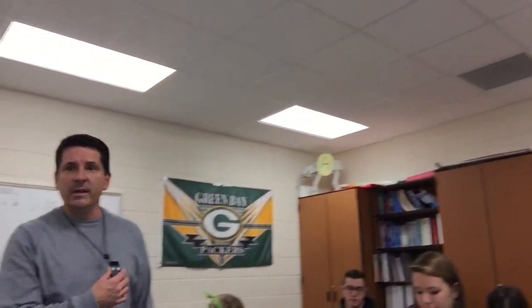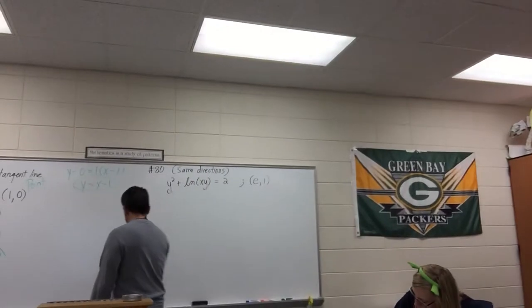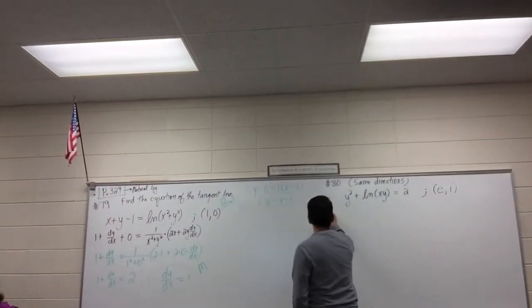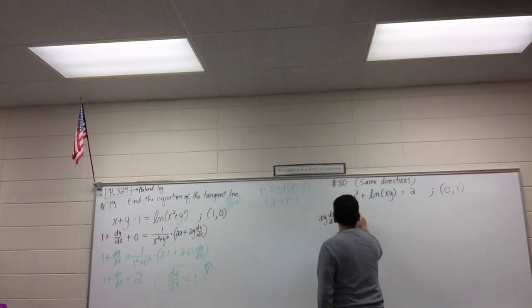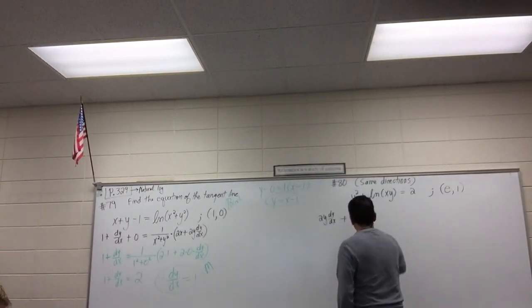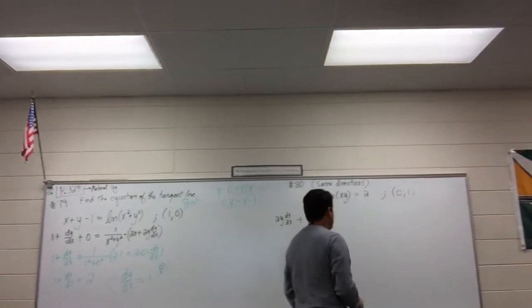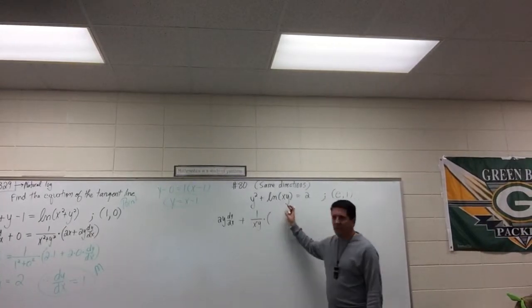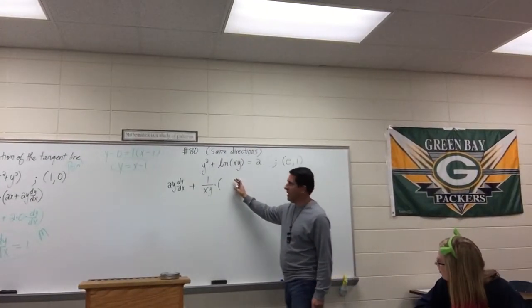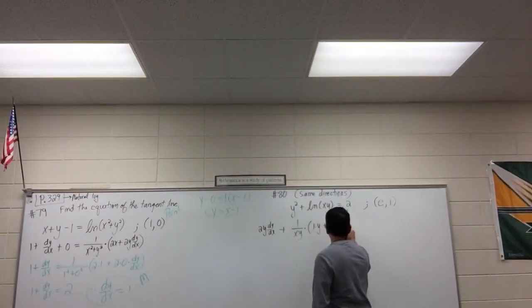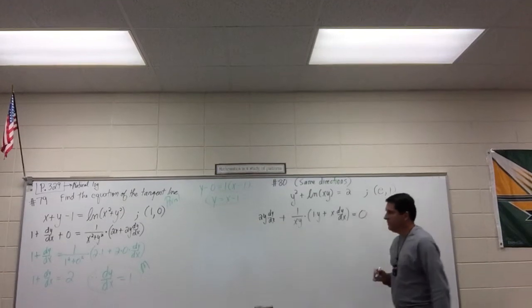All right, well, let's do this other one, this crazy one. y squared plus natural log of xy equals 2. And then we've got to stick in the point (e, 1). So here we go. 2y dy/dx plus the derivative of the natural log of xy is 1 over xy times the derivative of xy. Now you should be getting pretty good at the derivative of xy. So it's 1 times y plus x times dy/dx. It's equal to 0.